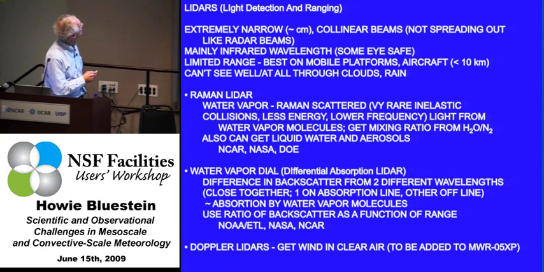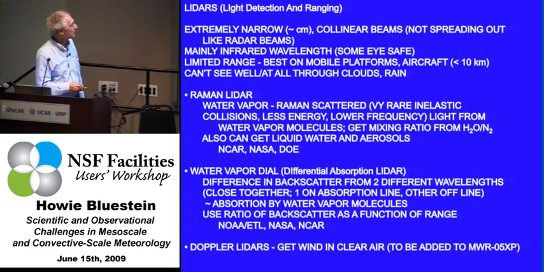I'm going to say that there are three different types of LIDARs. They're the Raman LIDARs, water vapor. We get Raman scattering, and from that you can get information about the liquid water and aerosols. There's the differential absorption LIDAR, or the DIAL, you can use that to get information about the water vapor. Then you can Dopplerize a LIDAR and get the wind in the clear air.